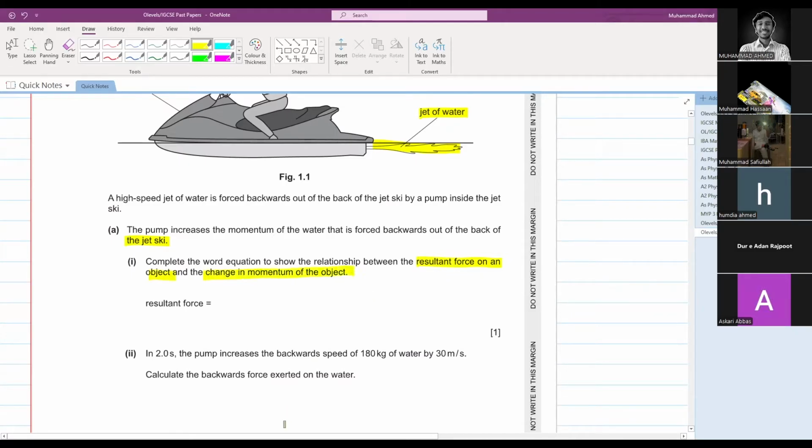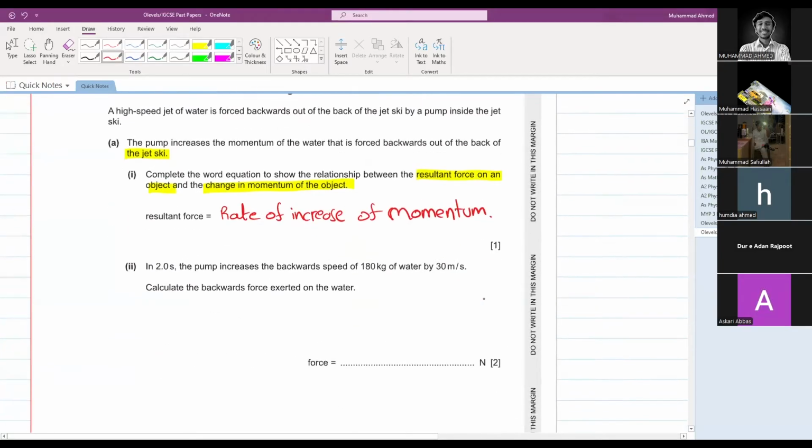in momentum. Beta, what have we studied? We have studied that resultant force is equals to what? Rate of change of momentum. Resultant force is equals to what? Rate of change of momentum. Simple as that. Let's further move on to the next question.